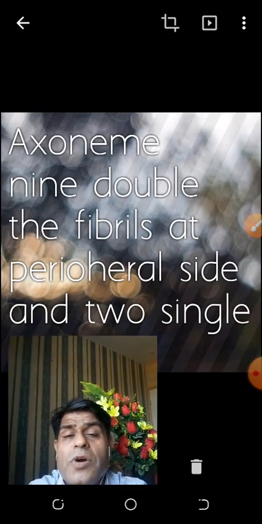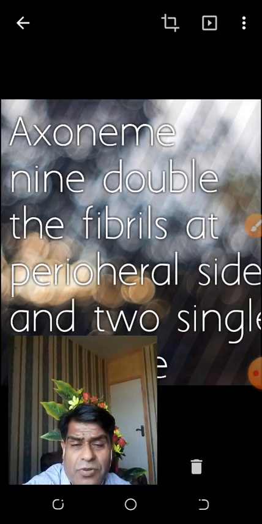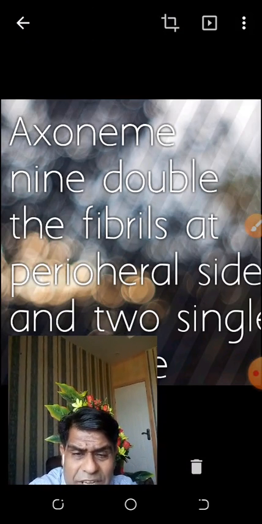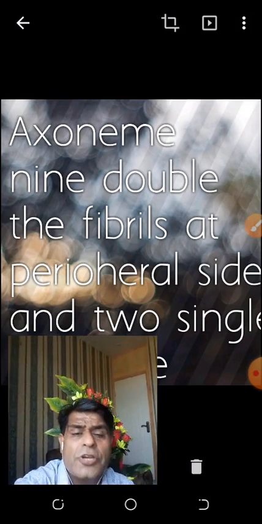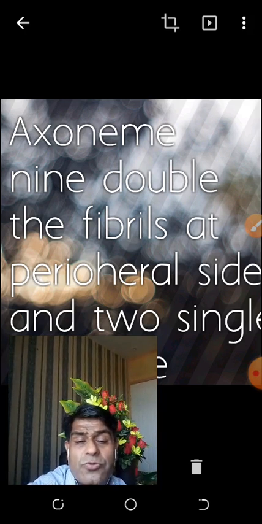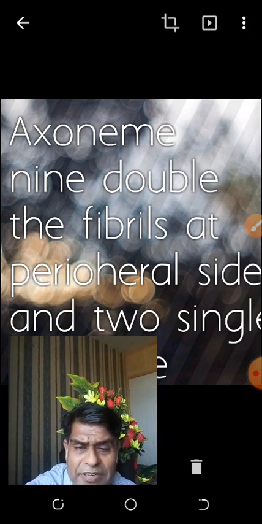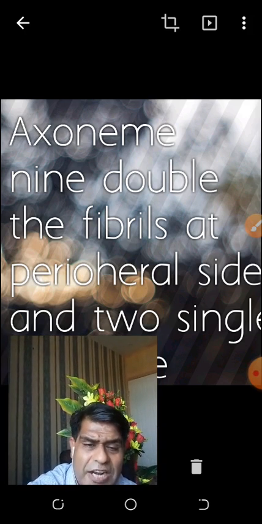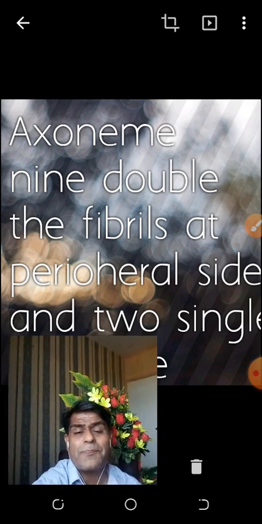Now you are watching a slide, axoneme. What is the axoneme? One cilium is covered in a membrane. You can say one complete structure of cilium is axoneme. Axoneme means one cilium is packed in a membrane type structure, and that cilium is called axoneme. So the cilium is packed in a structure called axoneme. This is a packet.